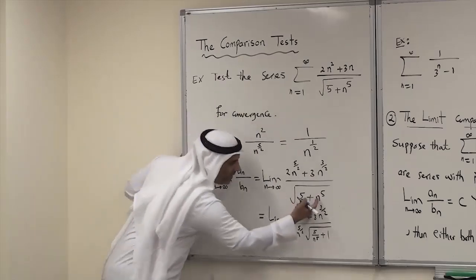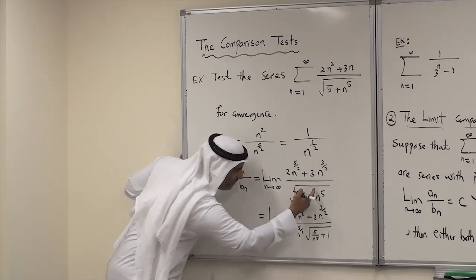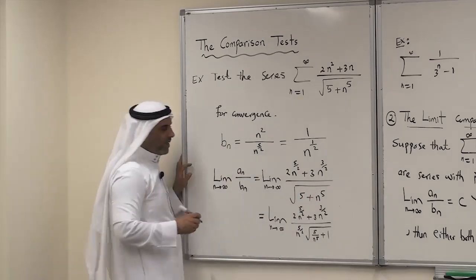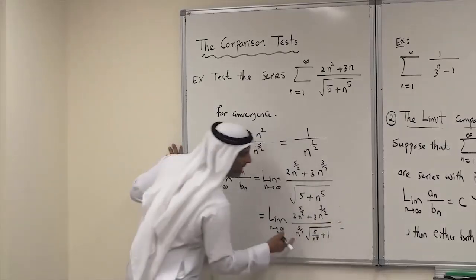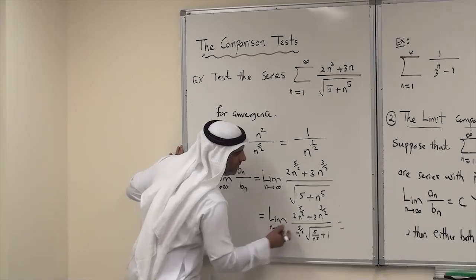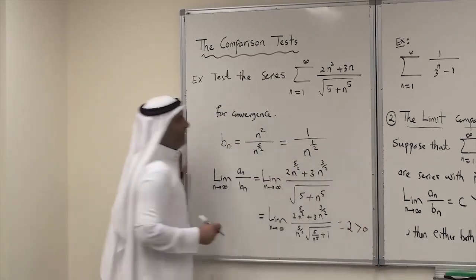What I did, I took n to the power 5 as a common factor, so this will be 5 over n to the power 5 plus 1, and I took it outside, so it will be n to the power 5 over 2. Now dividing up and down by n to the power 5 over 2, and taking the limit as n goes to infinity, this is equal to 2, which is greater than 0, and it is finite.